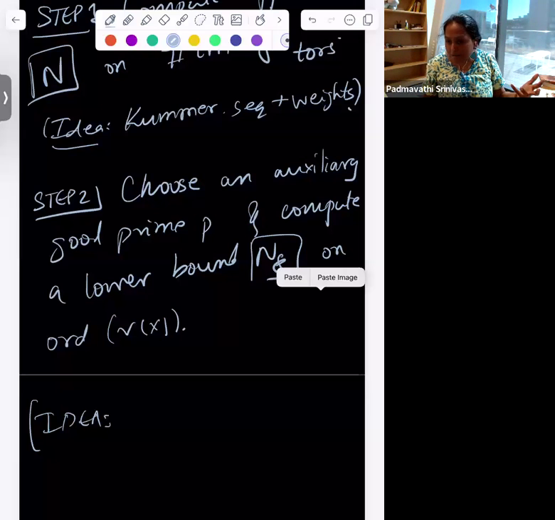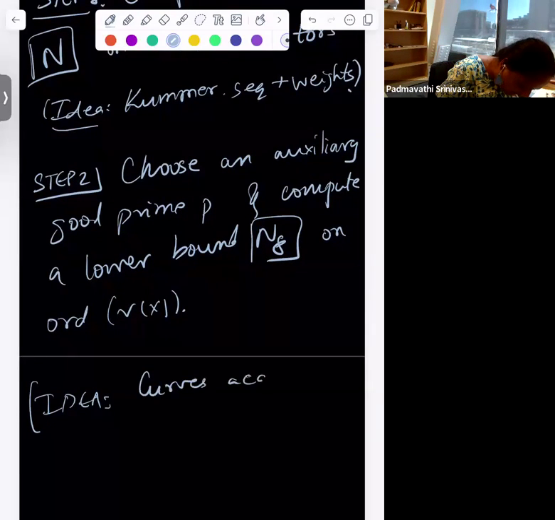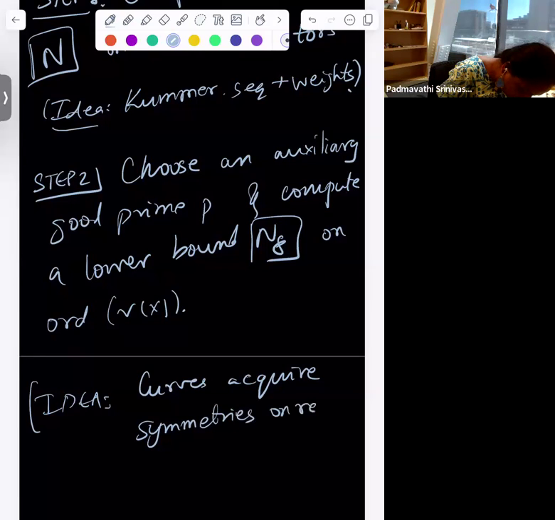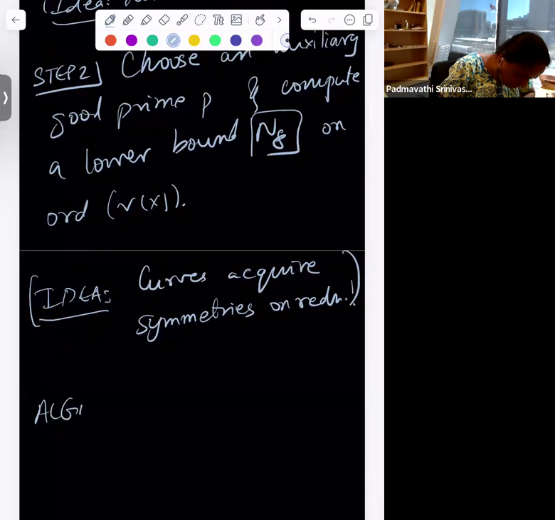We try to get a lower bound on the order of the Ceresa cycle by looking at its reduction mod P. And the amazing thing that happens when you reduce mod P is, even though initially you picked an equation at random, it had no symmetries, when you reduce mod P, you acquire symmetries. You have the Frobenius correspondence, right? And that's what you use. Curves acquire correspondences on reduction. Even if generically there were none, you get new correspondences on reduction, and the algorithm plays off this lower bound with the upper bound.